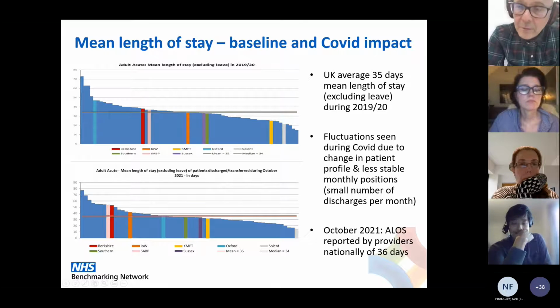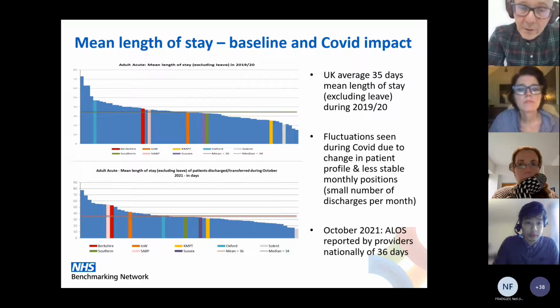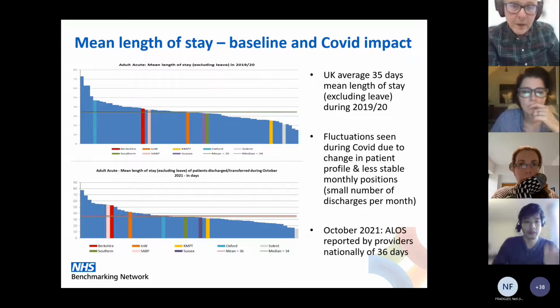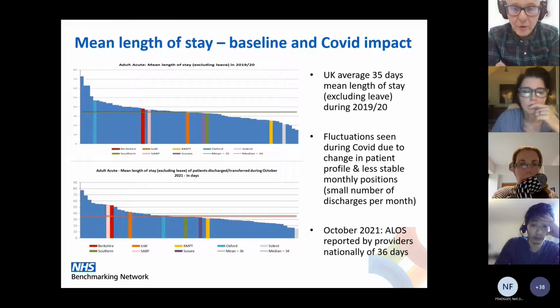Okay, so the top one, remember the code for this is that's pre-pandemic. So it's 1920. So we're ending this in March 2020. So the length of stay then was 35 days overall.